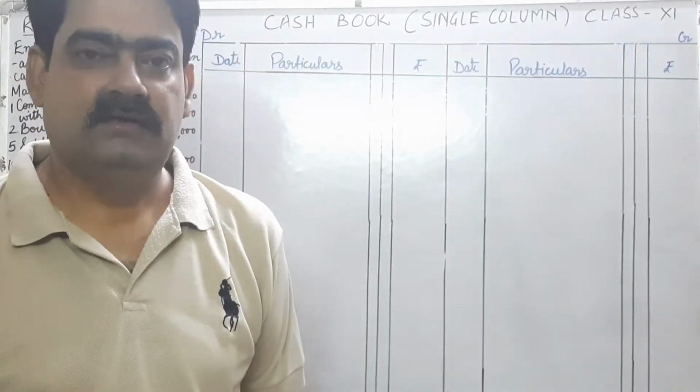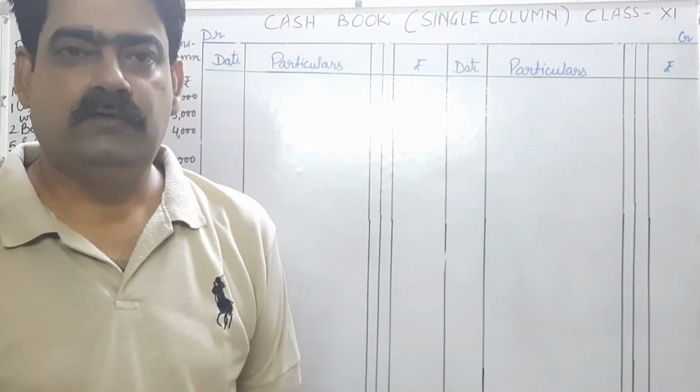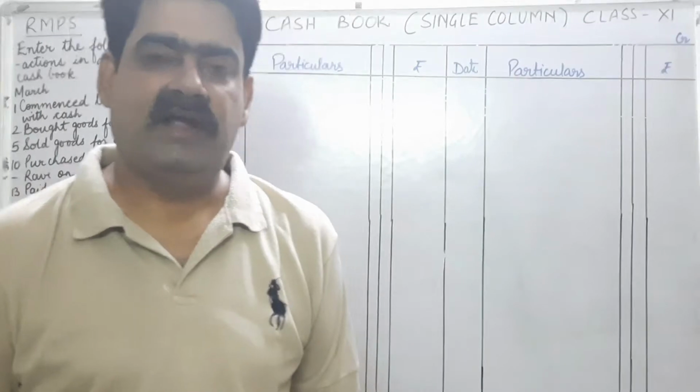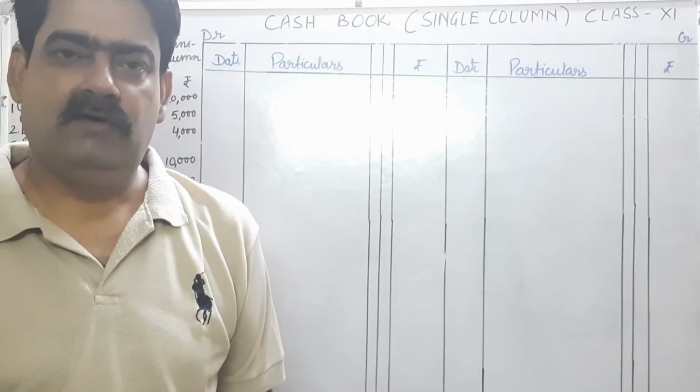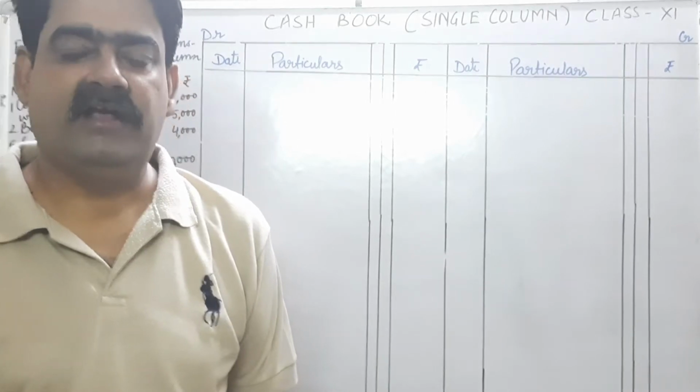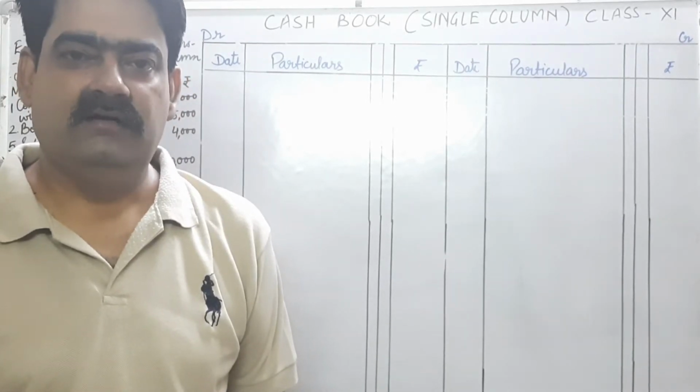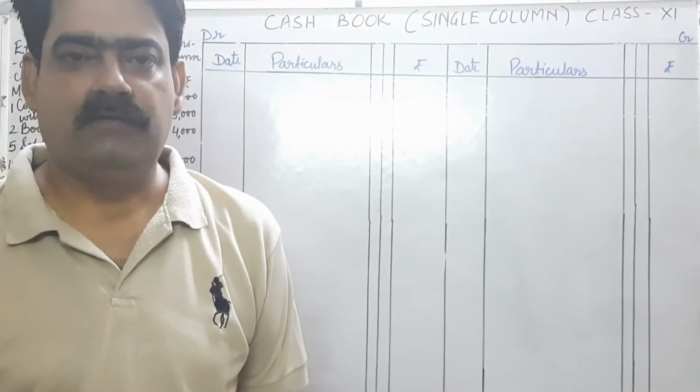Good morning dear students. Today we will learn cash book. Basically there are three types of cash book in your syllabus, that is single column cash book, double column cash book and petty cash book. And we are going to start with the fresh question of single column cash book.